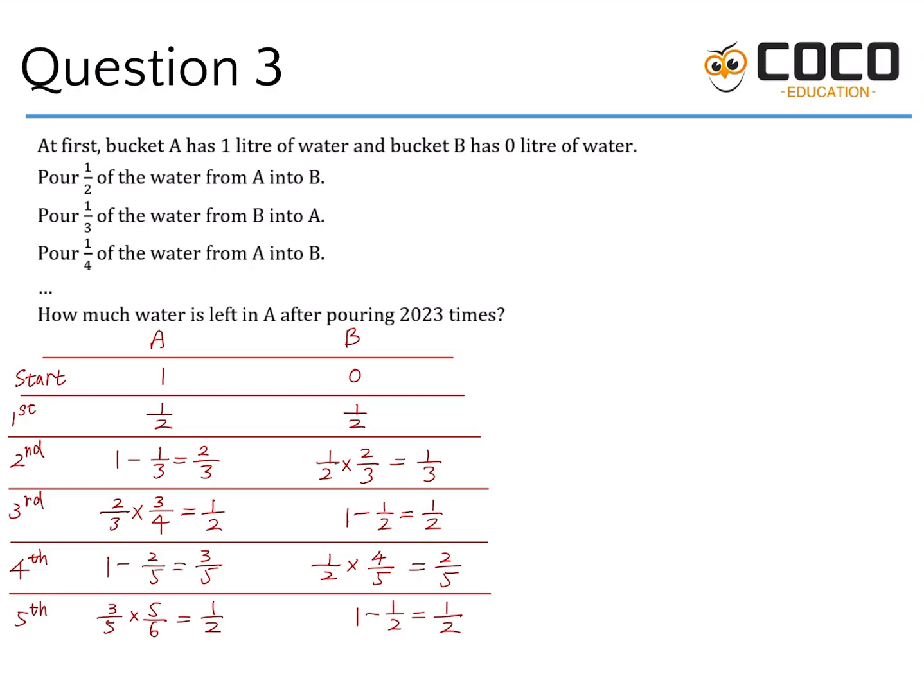So now you should be able to see the pattern. First time, A is half. Third time, A is half. Fifth time, A is half. So whenever the number of pourings is an odd number, the amount left in A and B are the same. Each of them is half of the total. So 2023, this is an odd number. We know the answer equals to half liters.